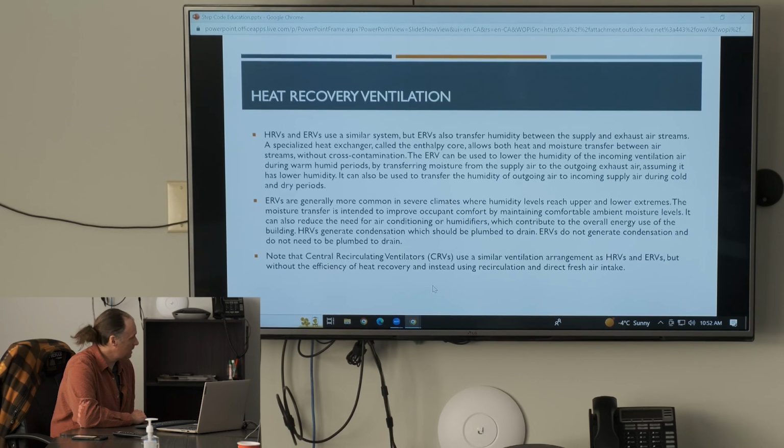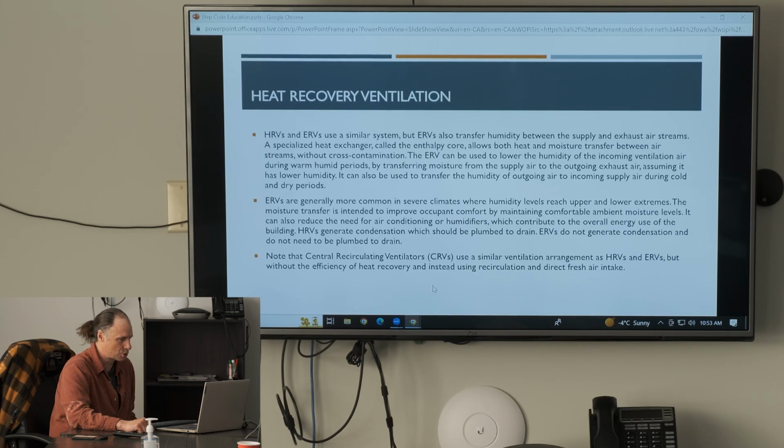So HRVs and ERVs use a similar system, but the ERVs also transfer humidity between the supply and exhaust air streams. A specialized heat exchanger called the enthalpy core allows both heat and moisture transfer between air streams without cross-contamination. The ERV can be used to lower the humidity of the incoming ventilation air during warm, humid periods by transferring moisture from the supply air to the outgoing exhaust air, assuming it has lower humidity.